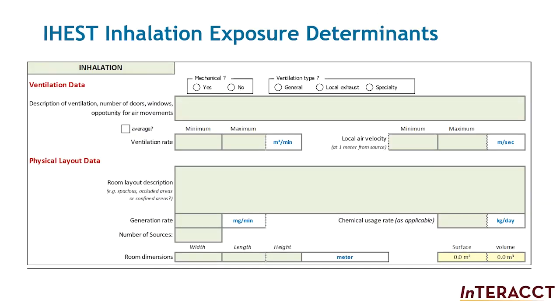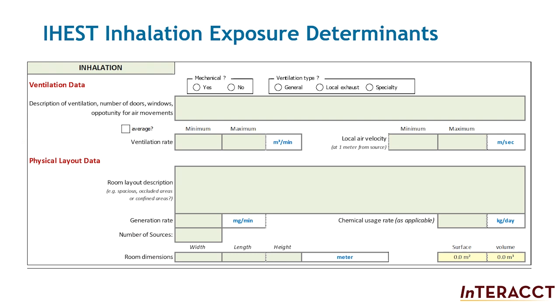This image shows the IHEST Exposure Determinants Worksheet section for inhalation exposures. The form collects information about ventilation that may affect exposures associated with the scenario, including the type of ventilation, measured ventilation rates, and measured air speeds. The form also collects information about the physical layout of the room, including the number of sources.